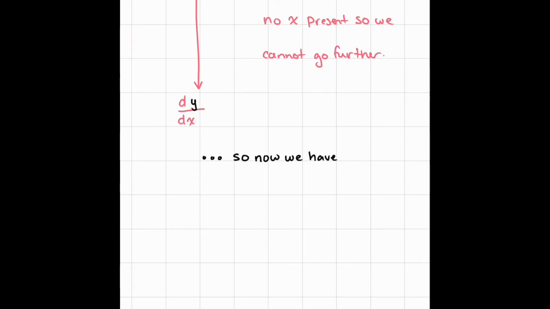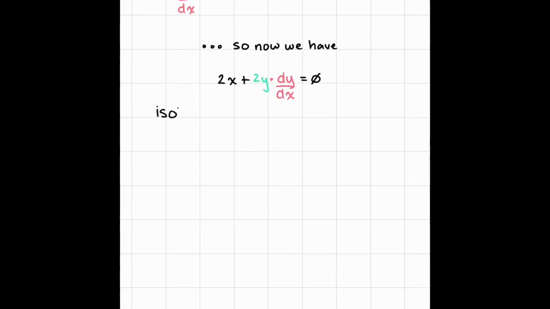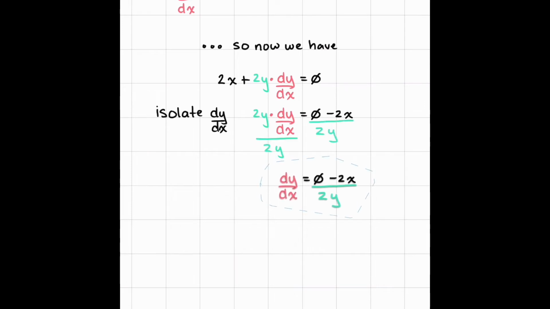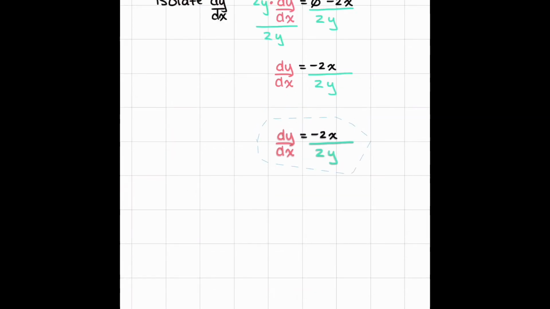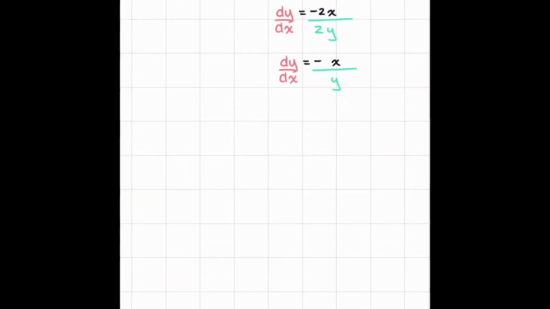So now we have our 2x, our 2y, times the inner function, which was dy over dx, and that is all equal to 0. So now let's isolate dy over dx. So we have to subtract 2x from both sides. So dy over dx is equal to negative 2x over 2y, which can be simplified to negative x over y. So remember, derivative can also mean slope, or your tangent, or your rate of change.